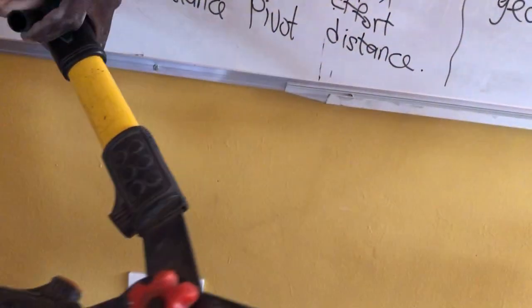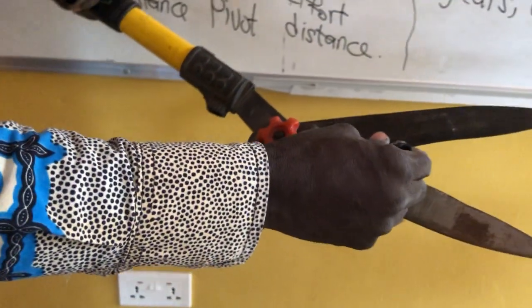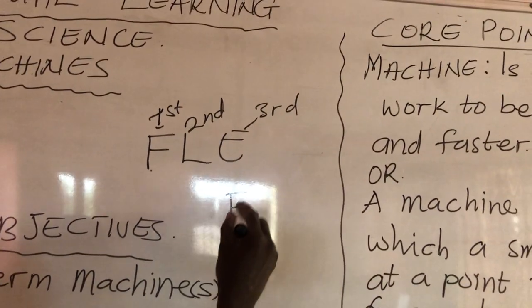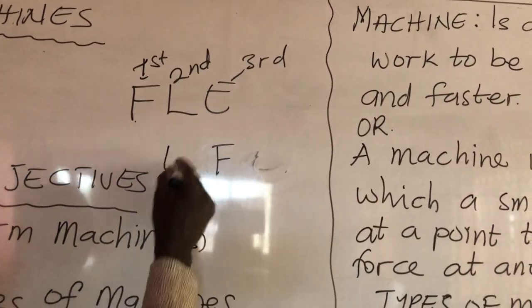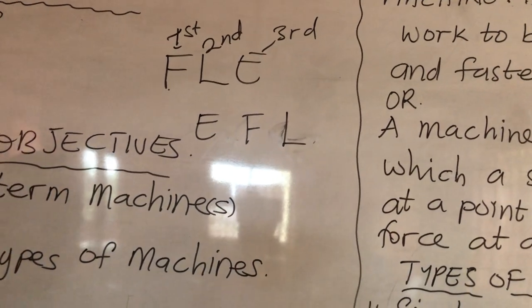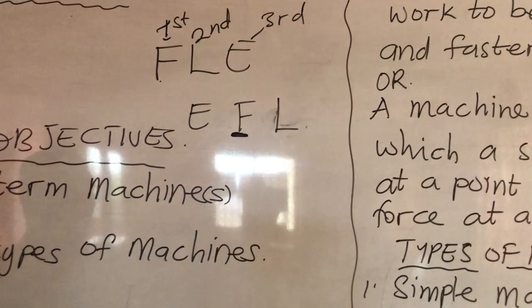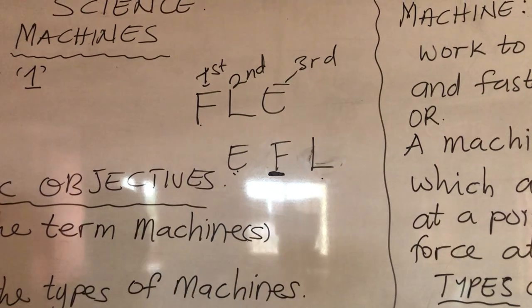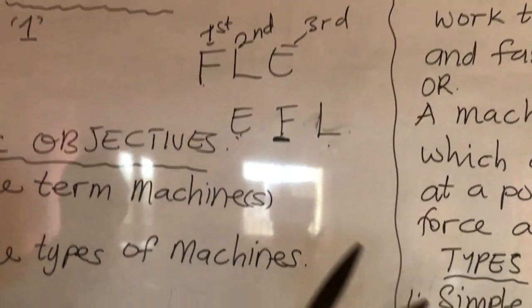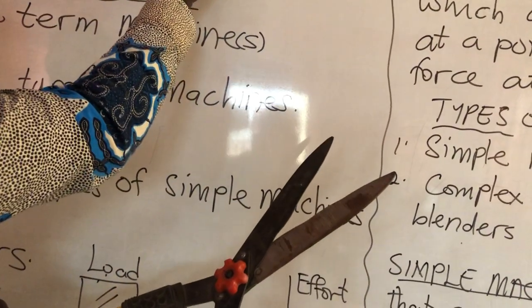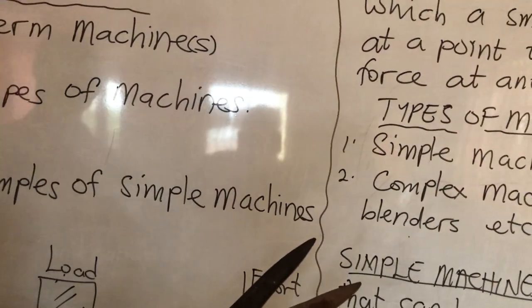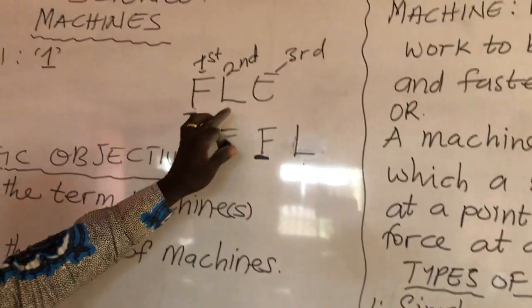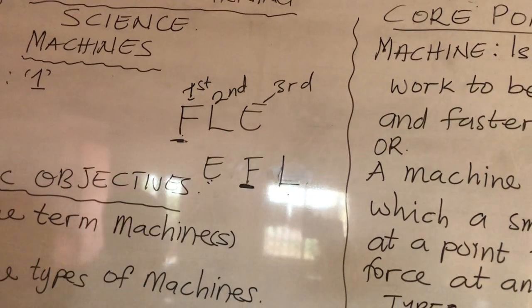So if you want to classify this simple machine, the pivot, or the fulcrum, is in between the effort and the load. You see that the pivot or the fulcrum is positioned in between the effort and the load, and therefore this machine can be classified under first class lever. First class lever: the fulcrum is positioned in between the load and the effort. That is first class lever.